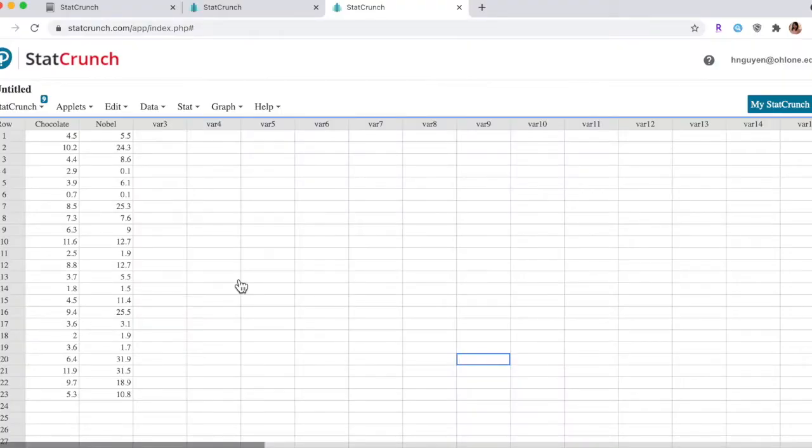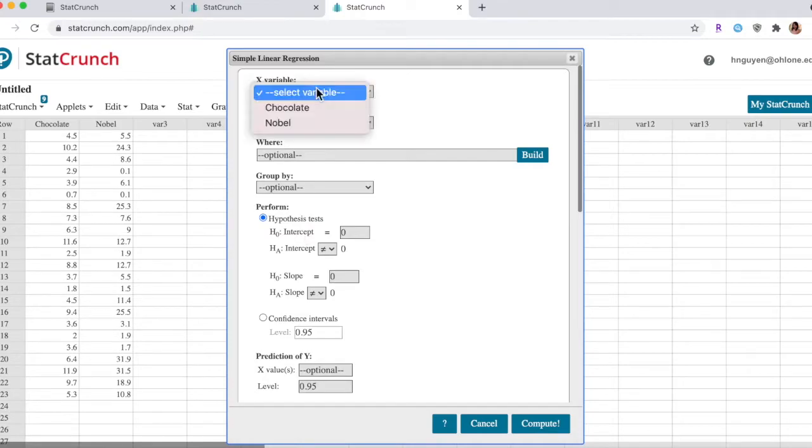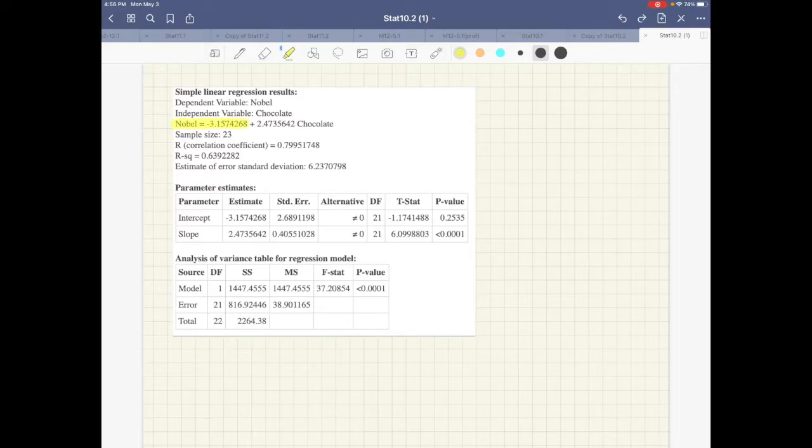To find the equation of the regression line, click on Stat, Regression, Simple Linear. X is chocolate and y is Nobel. Compute. This is my linear regression line. This is what I got from StatCrunch, and this is my equation of the regression line.